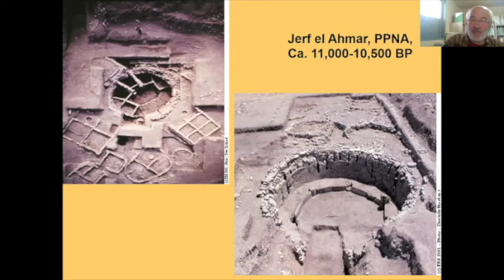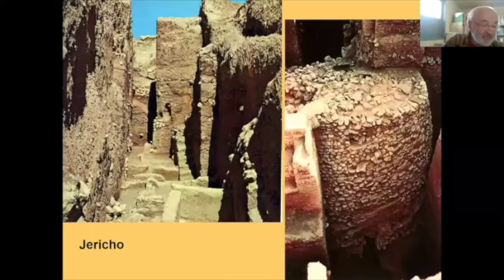Actually, some people would say that the beginning of the Neolithic would show towns such as Jericho that was encircled by a ditch and a wall with rounded towers that you can see here. There's no scale, but this is an immense megalith. This is an immense structure.